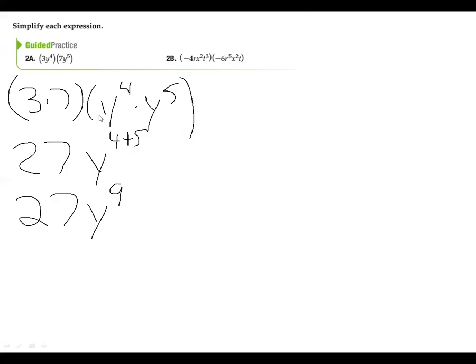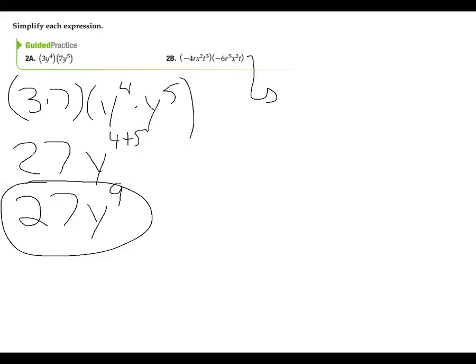this means 4 y's multiplied together, and the y to the 5th means 5 y's multiplied together. So altogether, you're going to have 9 y's multiplied together. Okay, so 27y to the 9th.